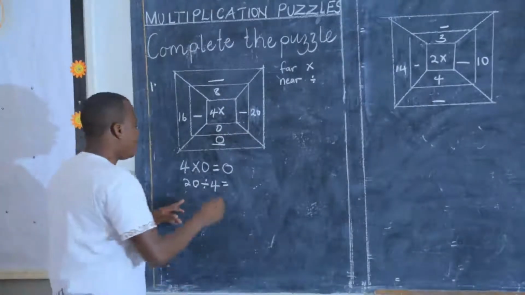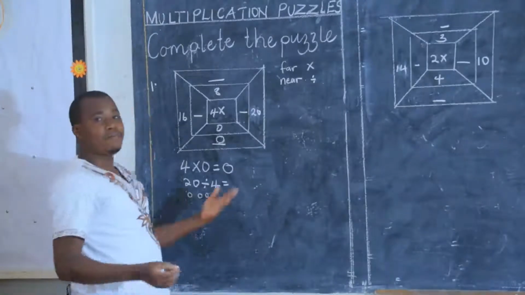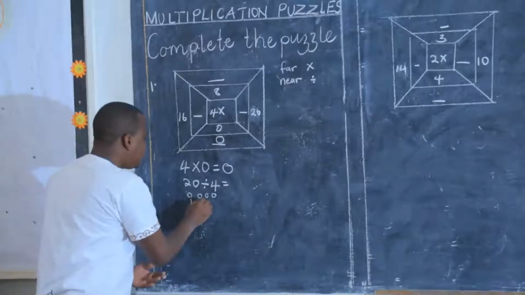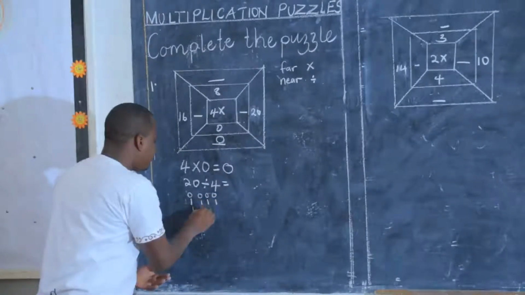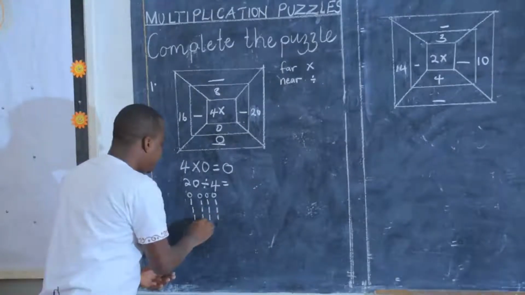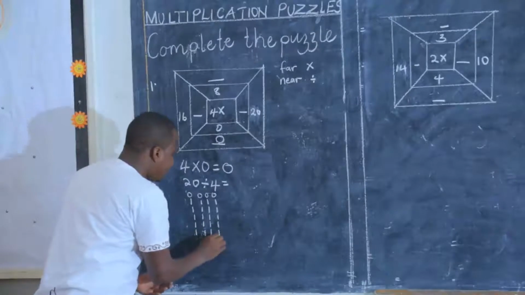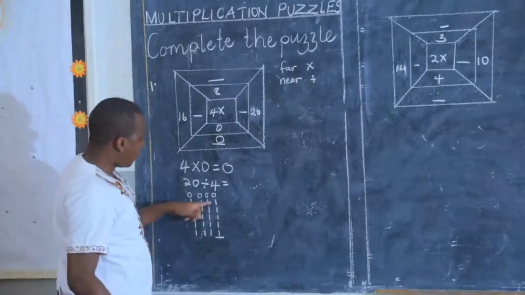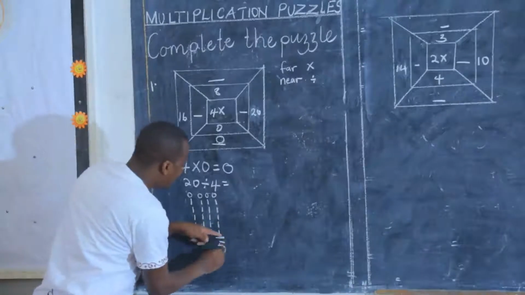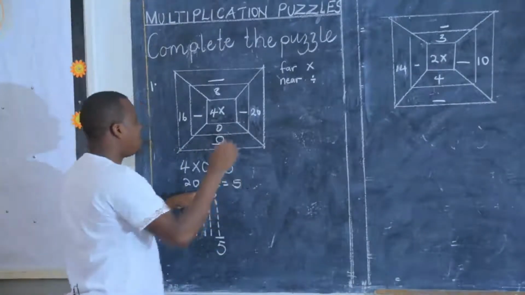So in 20 you come and draw 1, 2, 3, 4, then you divide properly. 1, 2, 3, 4, 5, 6, 7, 8, 9, 10, 11, 12, 13, 14, 15, 16, 17, 18, 19, 20. So how many are there? 1, 2, 3, 4, 5. So the answer is 5. Therefore, 20 divided by 4 is 5.